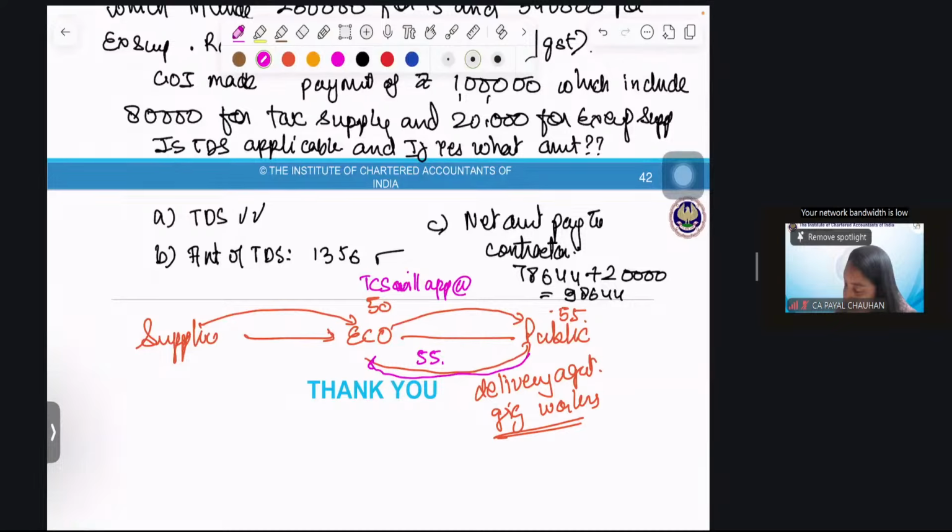At the rate of 0.5%. My next question: what is the amount? Even if it is rupees 1, TCS will apply. Now, what is the amount on which TCS will apply? Next question. See, you have two amounts. What is the amount on which TCS will apply?